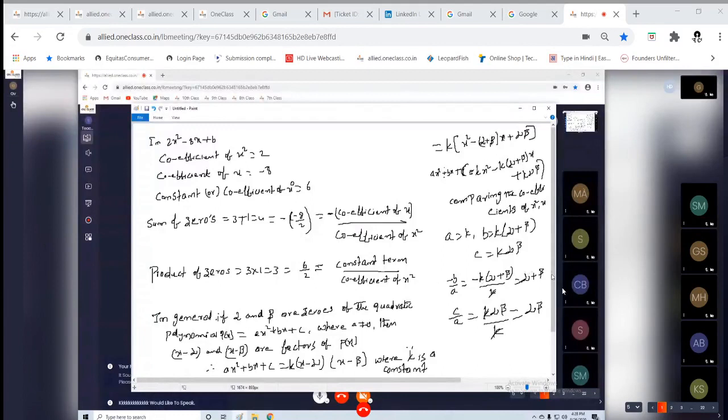So why have we taken this alpha, beta as zeros? Got it, children? Have you understood?